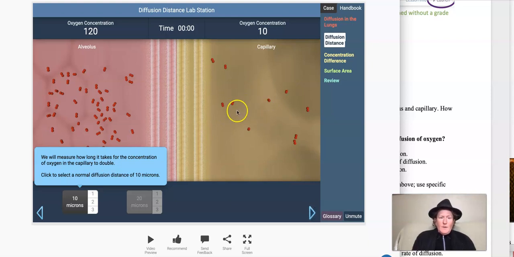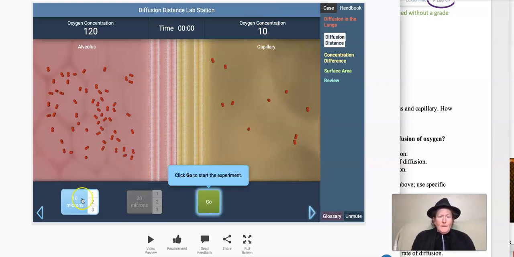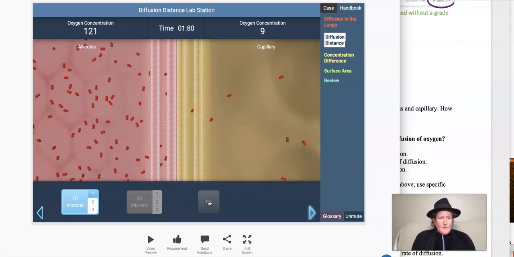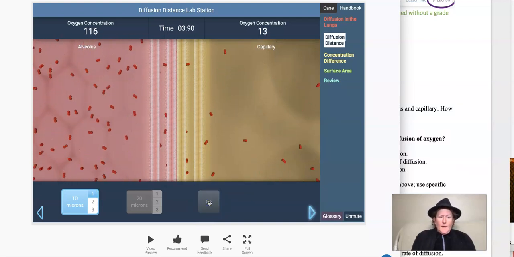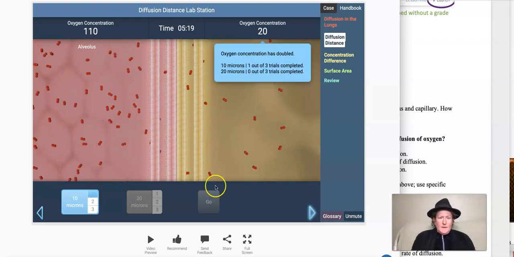So here's the capillary. Here's where oxygen is coming in from the air, where you're breathing in air. And here's your blood. And we're looking for this oxygen concentration here to double. And we're going to time that. The distance here is 10 microns. And we're going to just collect this data in a chart.